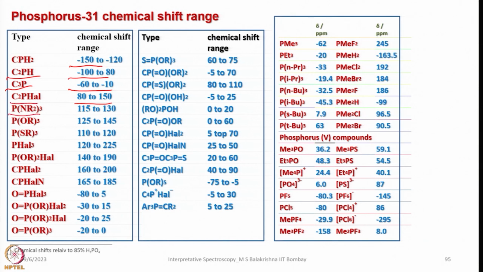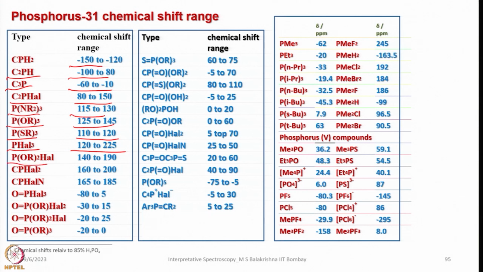If you take NR2 groups on phosphorus, amides, in that case it comes to 115 to 130 ppm. And if you have phosphites, trialkoxy or triaryloxy phosphites, we can see the chemical shift coming in the range of 125 to 145. And if O is replaced by S, thiophosphites, chemical shift range remains more or less the same. It is 110 to 120. And if you have trihalophosphines like trichlorophosphine, tribromophosphine, the chemical shift range is about 120 to 225.